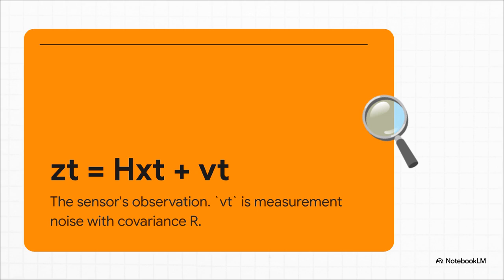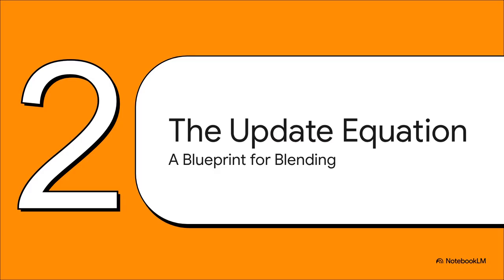And on the flip side, we have our measurement. This equation connects the true state to what our sensor is telling us. And that V term? That's the sensor's imperfection, the measurement noise. The uncertainty of this part is what we call R. So, we have a prediction with uncertainty Q and a measurement with uncertainty R. How do we mash them together?